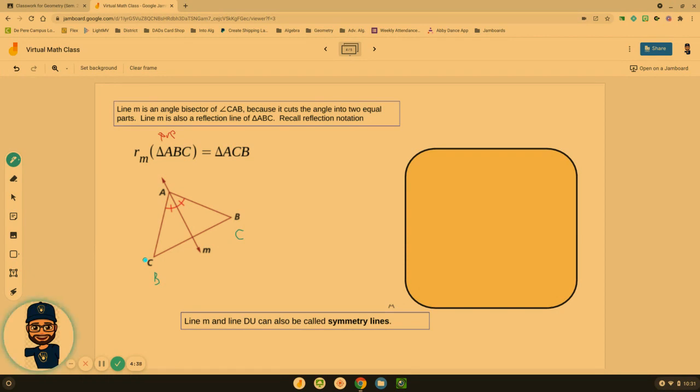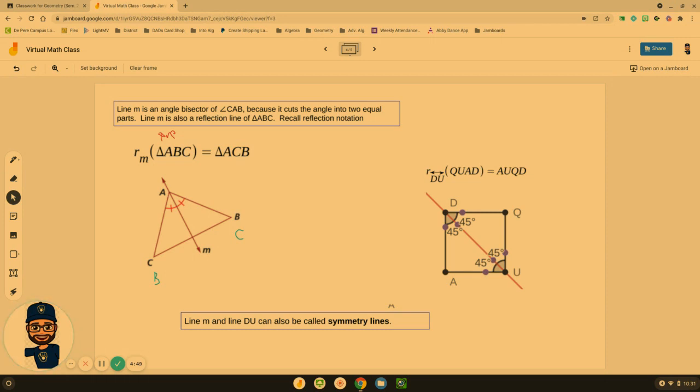So we write it in that same orientation now, where we're going the same way clockwise around that shape. Well, what does that mean over here in this example? If we have a square, for example, where I have a line DU as the reflection line, we typically are going Q to U to A to D. That's the pre-image. Q to U to A to D. D and U are staying right in their spots if I reflect.